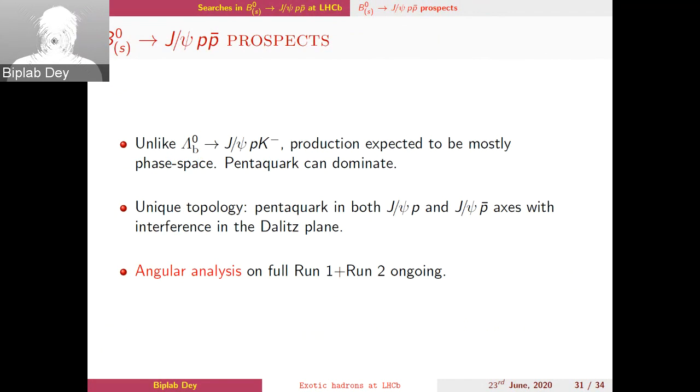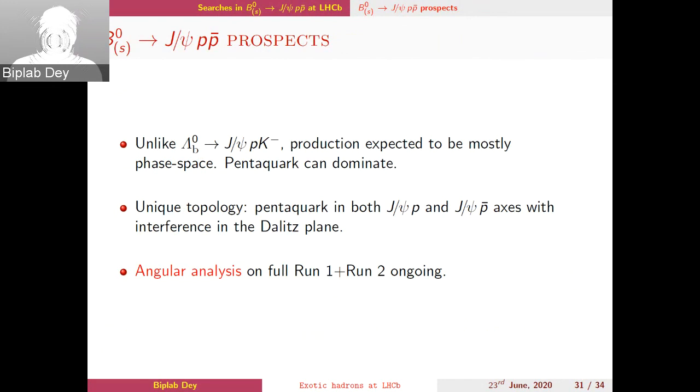Also, the topology is rather unique. If there's a pentaquark, it will appear in both legs, both J/psi p and J/psi p-bar. So you expect a very unique interference pattern in the Dalitz plane. The angular analysis is ongoing on full Run 1 and 2. We will be able to publish by this year.